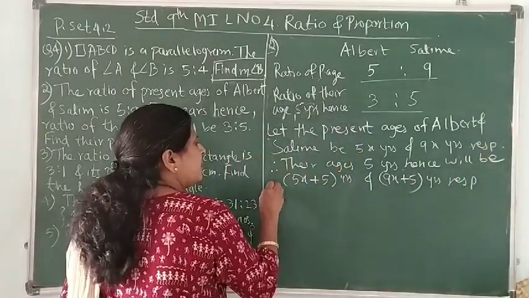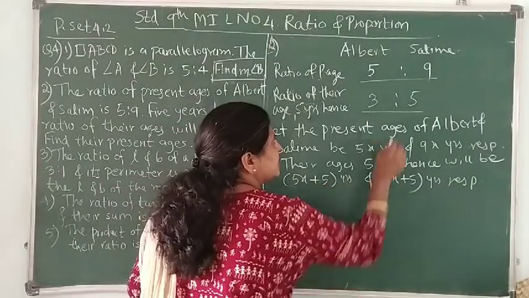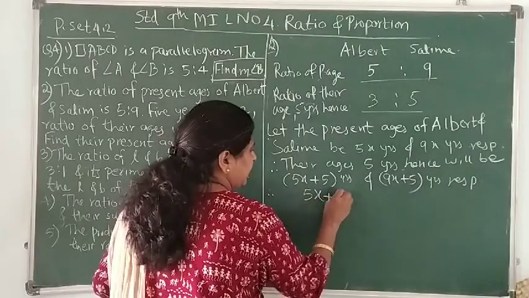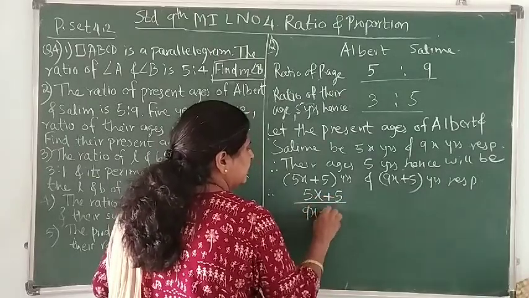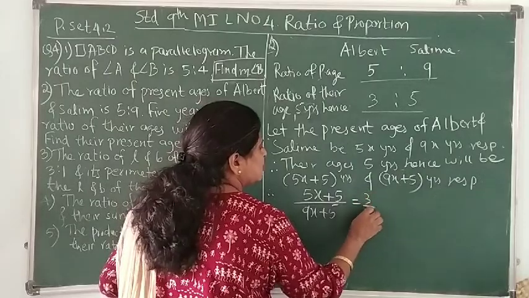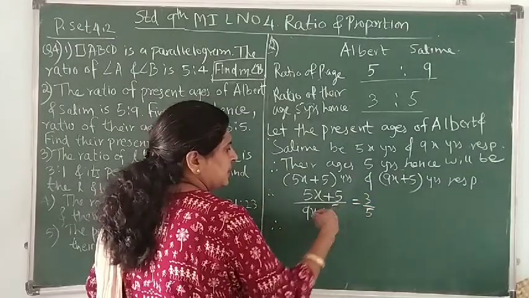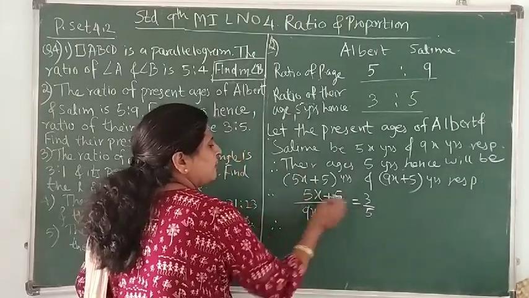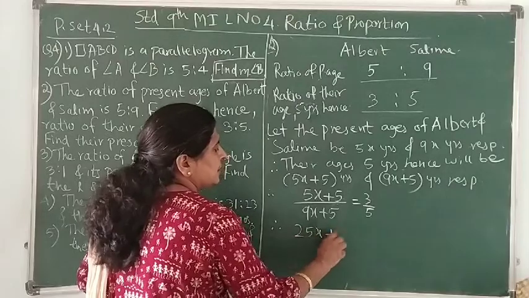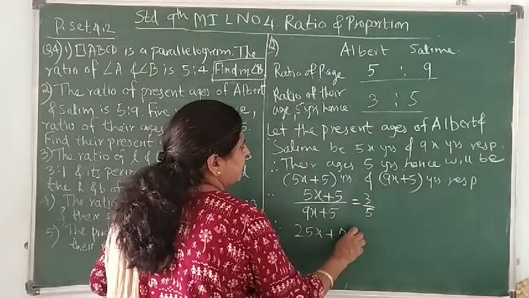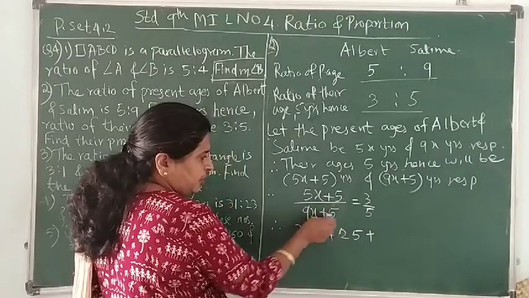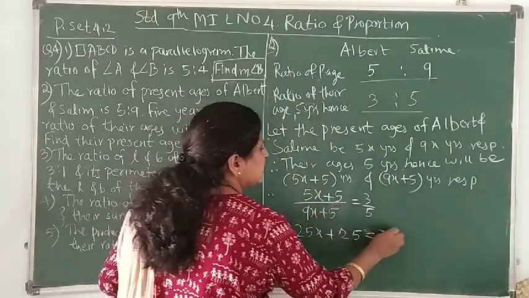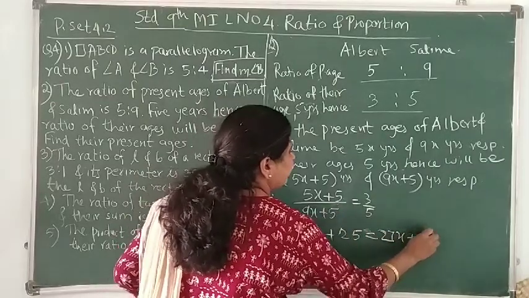Okay. So now as per given information, the ratio of these ages is 3:5. Therefore, (5x plus 5) to (9x plus 5) is 3:5. Now let's do the cross multiplication. When we multiply by 5 to both the terms, we get 5 5s are 25x plus 5 5s are 25. And when you multiply by 3 to both the terms, 9 3s are 27x plus 5 3s are 15.